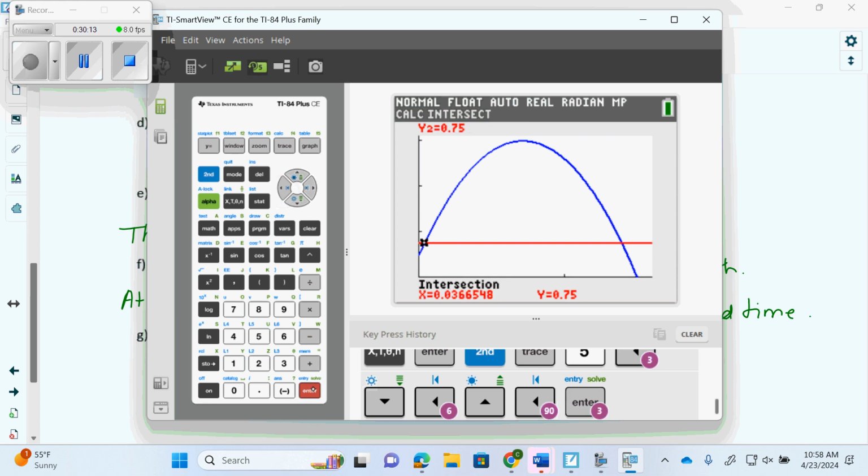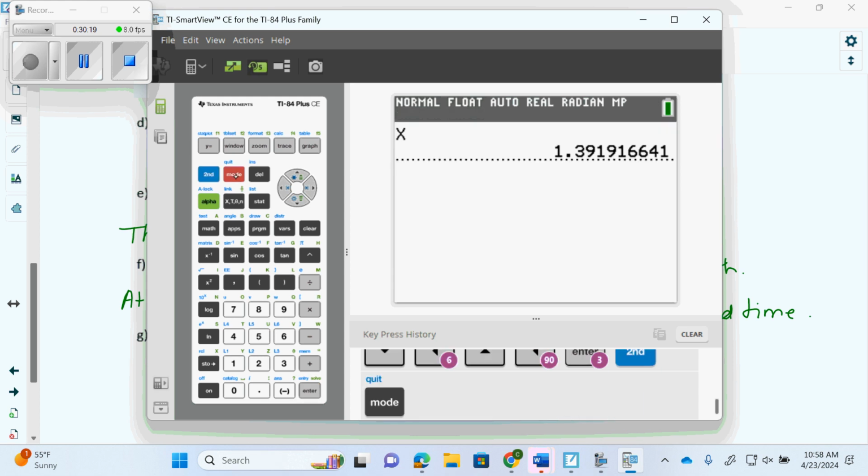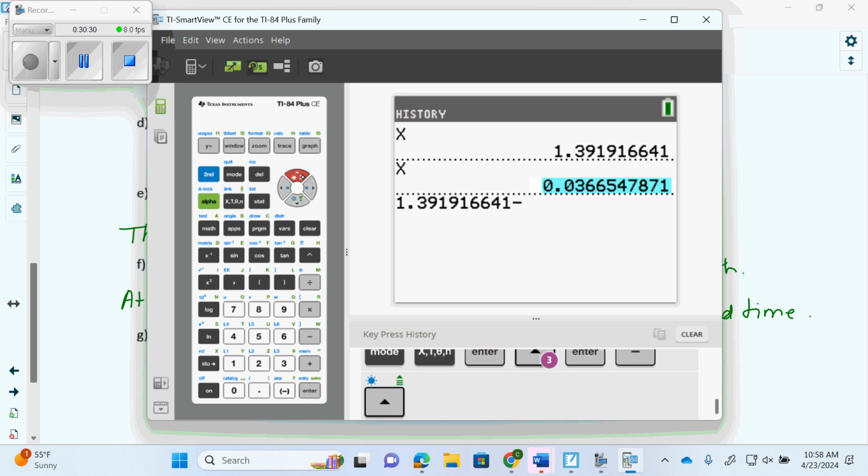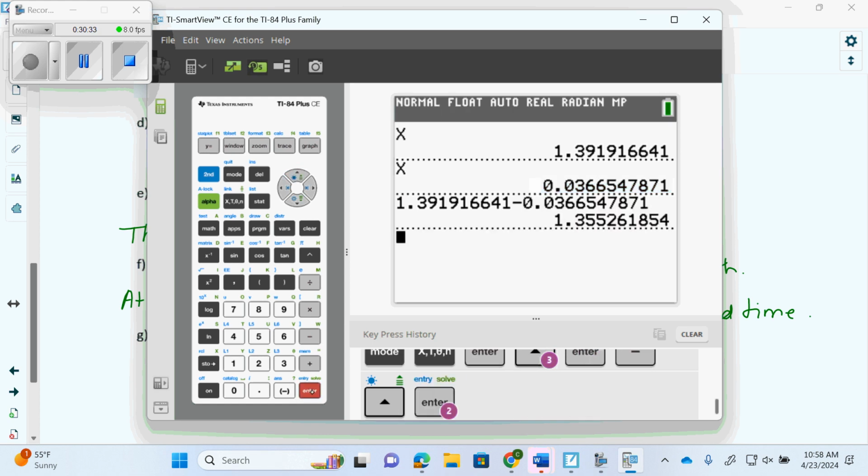Okay. New x. We agree? I got the new x intersection. I can go second quit, x, enter, and I'll pull that one up. And then what do I just need to do? Subtract them. If you have the calculator where your arrow goes up, you're welcome, because it's way faster. Now you would show your work on a test, correct? You'd write down these numbers. So to the nearest hundredth, it would be 1.36.